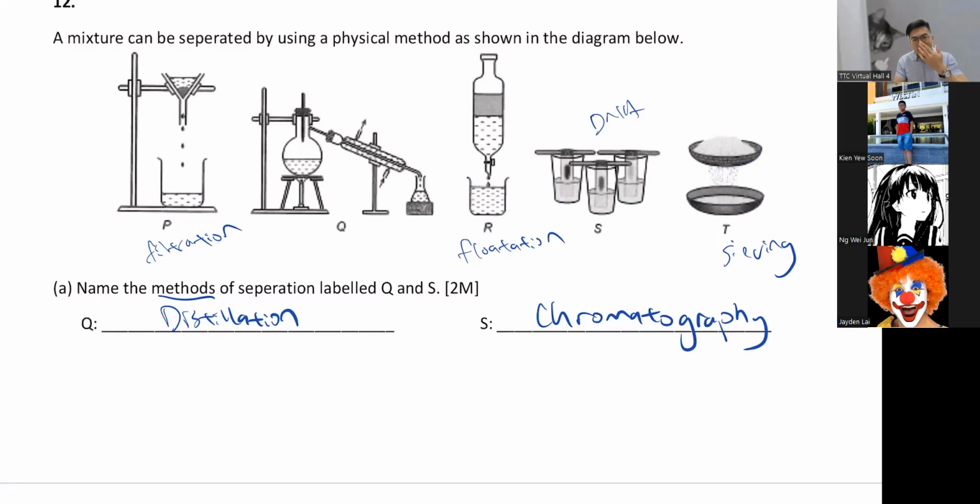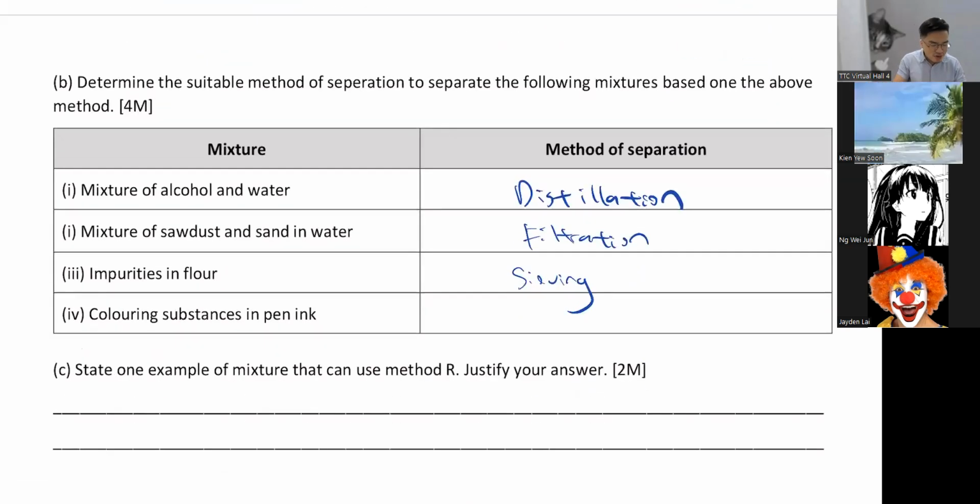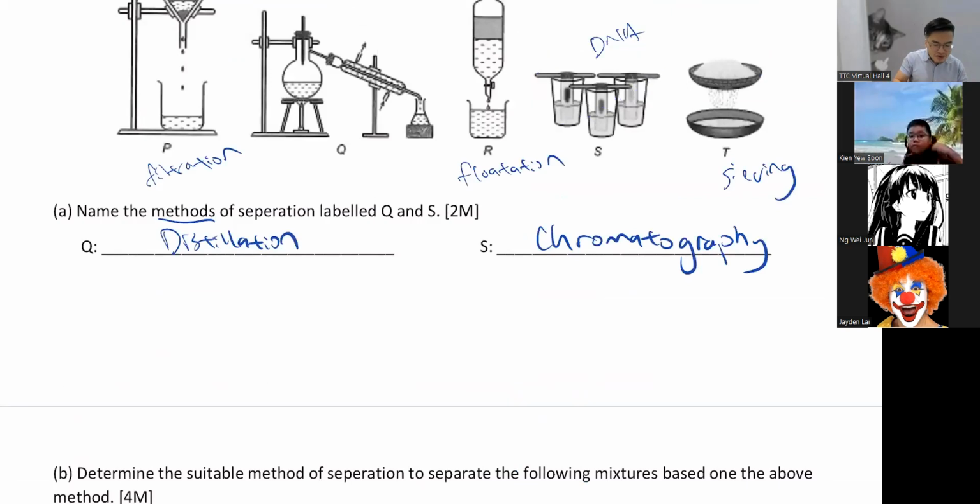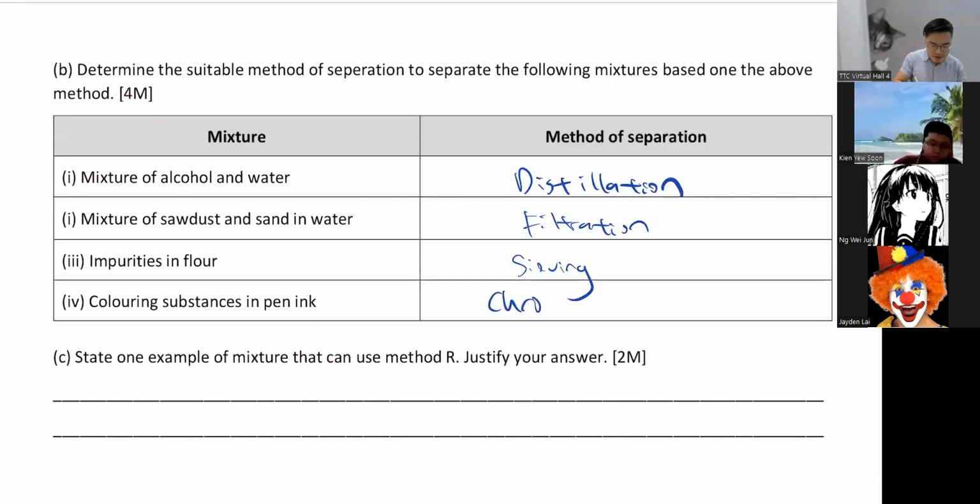You might say, sir, flour got dirty stuff? Yes, because when you buy from the factory, some flour is not really that clean. You have to sieve it. If not, your cake will taste gritty, like there's sand in it. So that's not a good thing. Coloring stuff, when you see color, then you know this is chromatography. Chromatography.